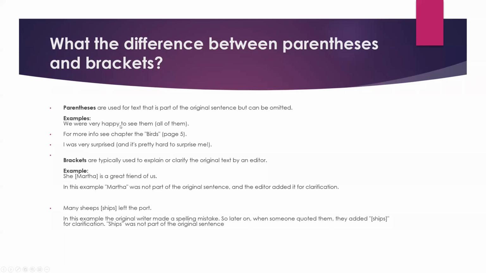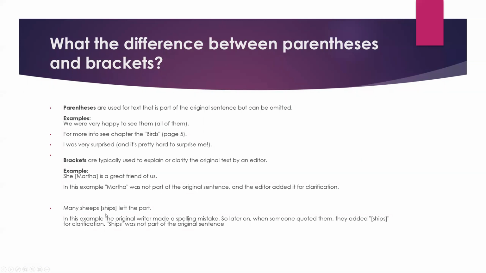Now, brackets, on the other hand, they are typically used to explain or clarify the original text by an editor or someone who's transcribing that text, okay? For example, she [Martha] is a great friend of us. Who's she? Martha, okay? Now that's explaining or adding further clarification to the sentence. Here, the name was not a part of the original sentence. The editor added it for clarification.